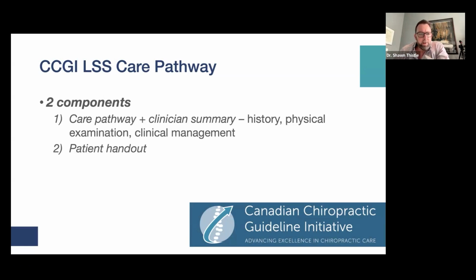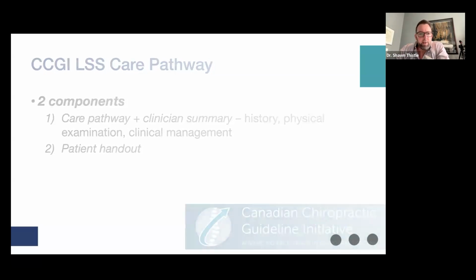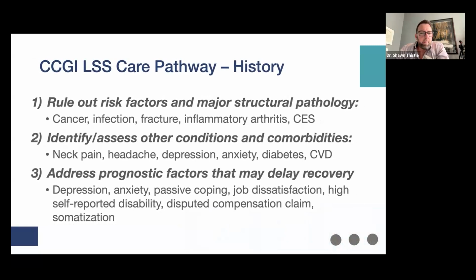She's a genius, a good friend of mine, and she puts together evidence-based care pathways for patients with different conditions and has one for lumbar spinal stenosis. So this is a care pathway with a clinician summary and also a patient handout, and I've QR coded this for you in a moment. But from a history perspective, it's similar to what we've talked about already. Rule out risk factors and major structural pathology. Be comfortable with the fact that there isn't cancer, infection, fracture, inflammatory arthritis, or cauda equina syndrome. Identify other comorbidities that may need concurrent management, like neck pain, headache, depression or anxiety, diabetes, or cardiovascular disease.